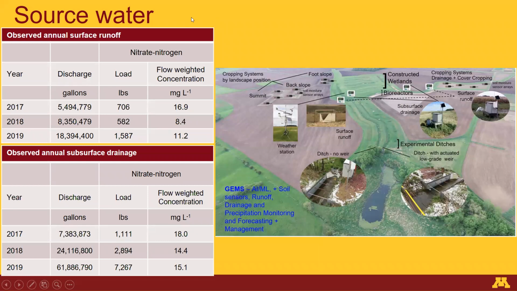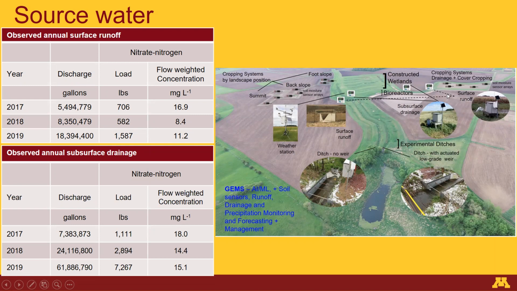So I'll go into a little bit of detail on the source water. It's important to understand the source waters that we're dealing with before we start talking about treating those source waters. This figure on the right is another viewpoint of the same site that I just showed you from that bird's eye view. So here in the middle, we have our drainage ditch system, the experimental ditches right here. Here in the back, we have our constructed wetlands. Just below those, we have our bioreactors, and then our cropping system field is up here in the upper right-hand corner.